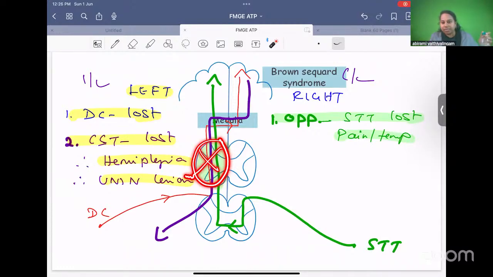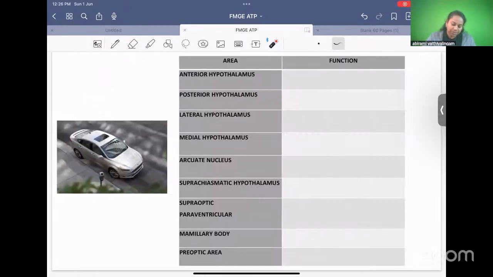Yes, excellent. Kush, Pranjali, Swanil, Harya, very good. It is true because it is a UMN type of lesion on the same side. What are the findings of UMN? Upper motor neuron, three things are up: hypertonia, hyperreflexia and toes go up. So that is about Brown-Sequard syndrome.